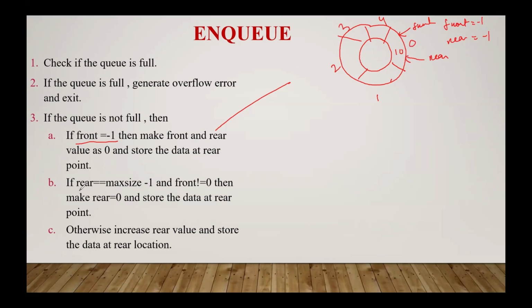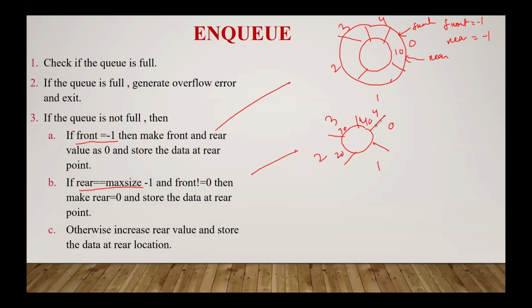If rear equal to max size, let us take an example. This is the case for this one. 0, 1, 2, 3, 4. So this is the indexing. Now here what happened? For example, we insert the values 10, 20, 30, 40. So now what happened? After that, we make a deletion of this value. This value also we make a deletion.